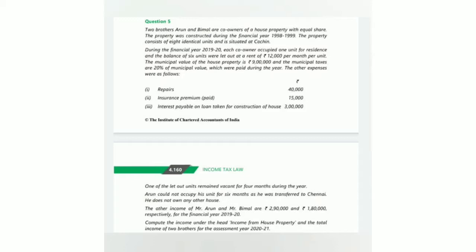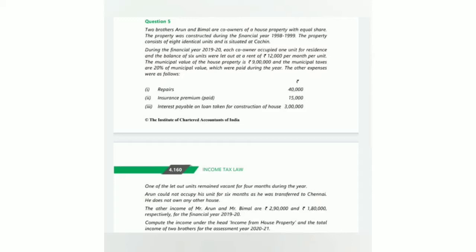The property was constructed during the financial year 1998-99. The property consists of 8 identical units and is situated at Cochin. So the total number of houses is 8. During the financial year 2019-20, this year, each co-owner occupied 1 unit for residence and the balance of 6 units were let out at a rent of rupees 12,000 per month per unit.